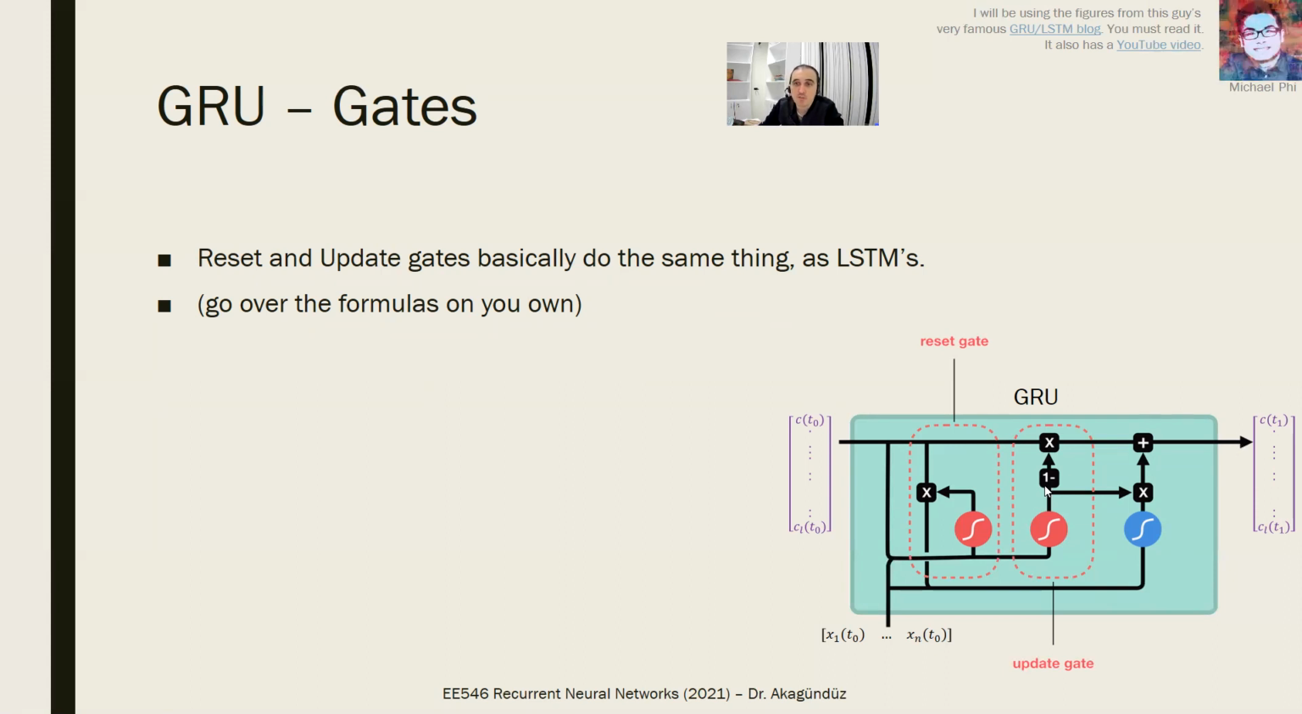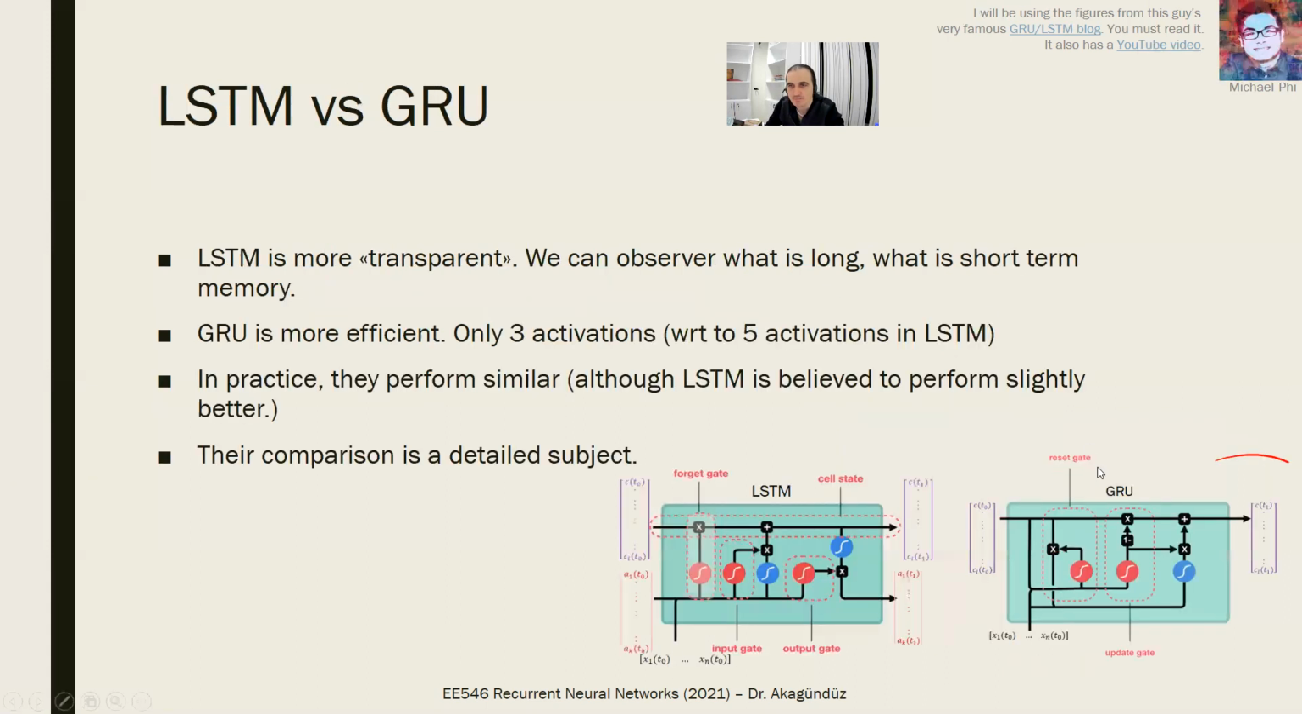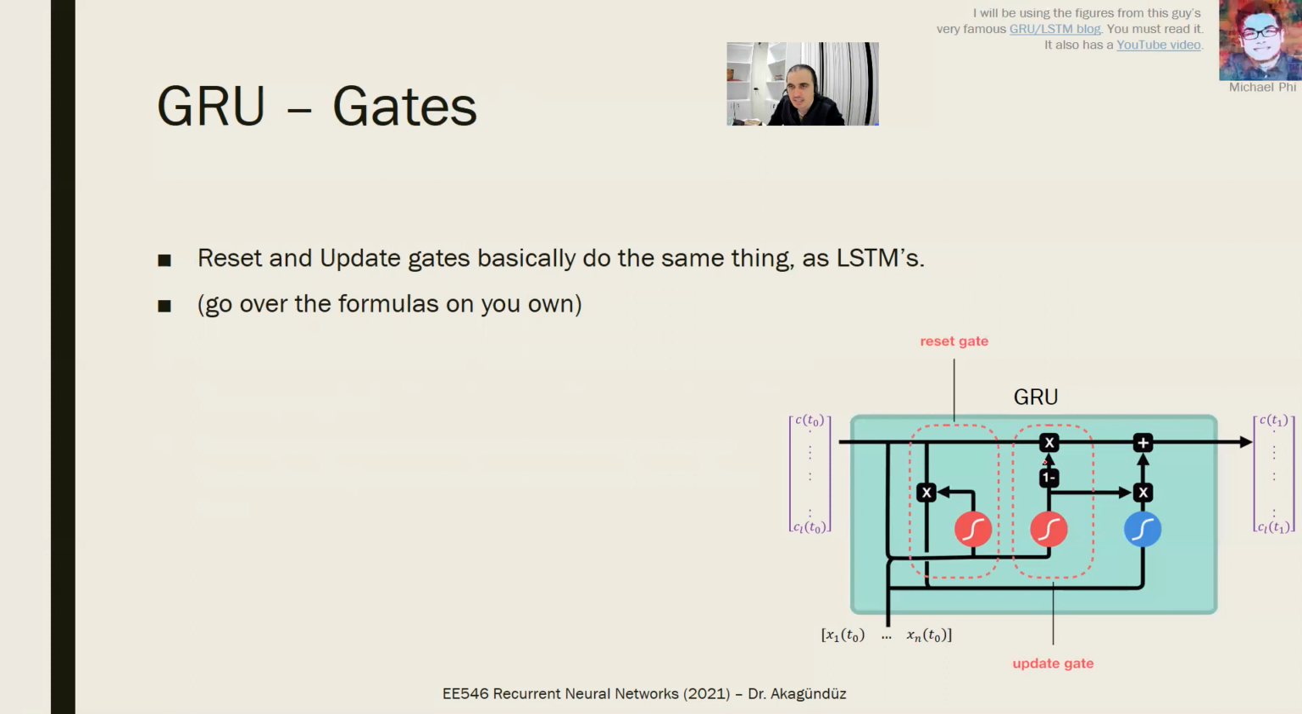I'm not going to go over the formulation because it's so simple. Go over the formulation on your own, because this figure has it all. This gate updates, resets it or not. And this one creates a gate which you invert. This is negation. This is like a NOT gate.